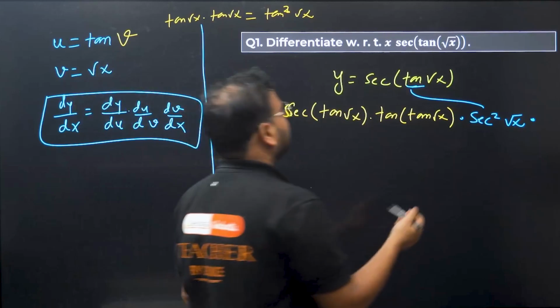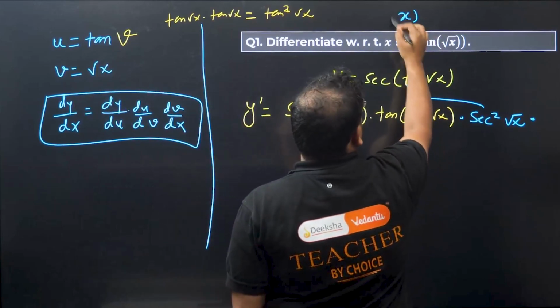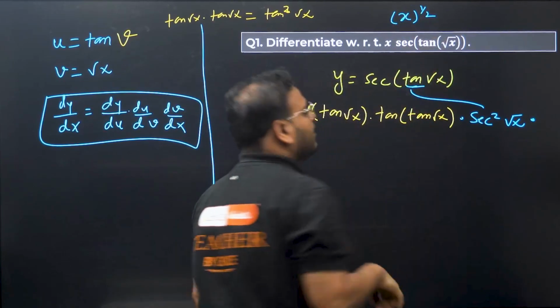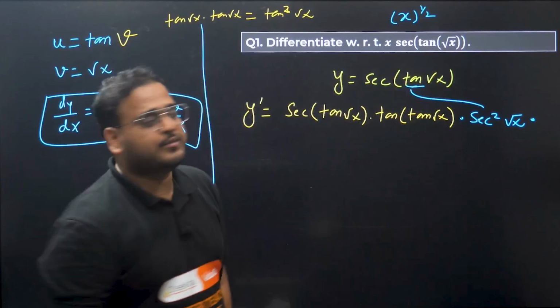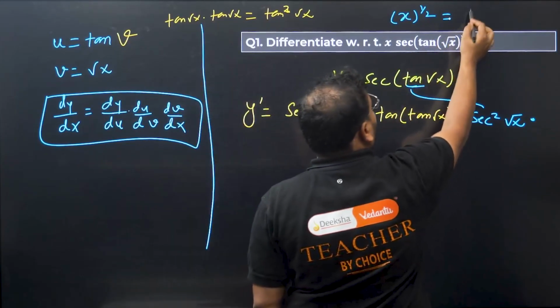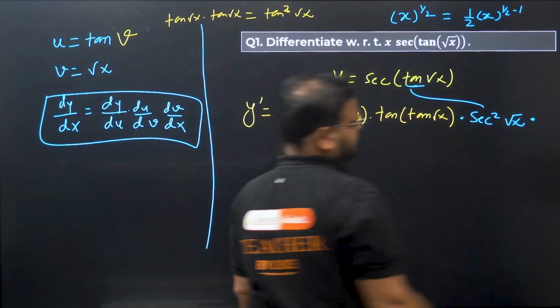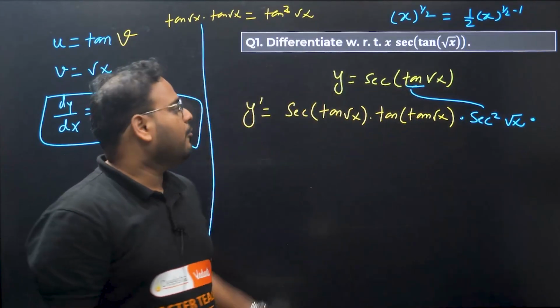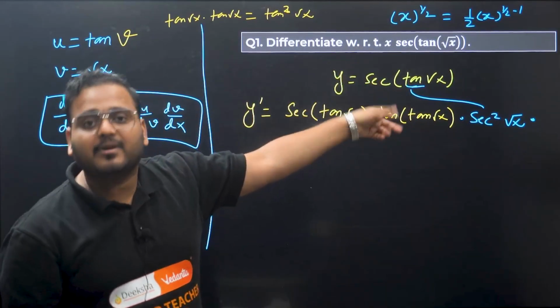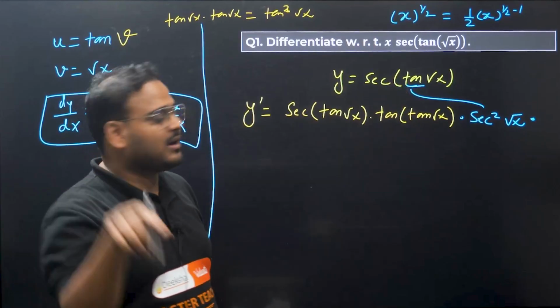What is the root x differentiation? Take x value. Root x means x power 1 by 2. Differentiate that. What do you get? Formula: 1 by 2 times of x power 1 by 2 minus 1. Right? What it becomes? 1 by 2 x power minus 1 by 2. So this will come in the denominator.